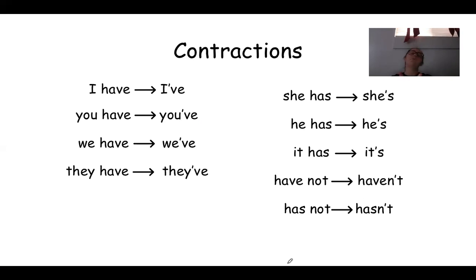So this is just going over contractions again, right? I have is I've, you have is you've, we have, we've, they have, they've, she has, she's, he has, he's, it has, it's, have not, haven't, has not, hasn't.